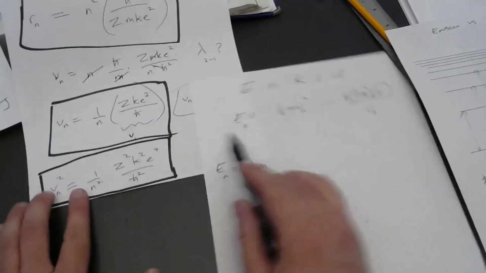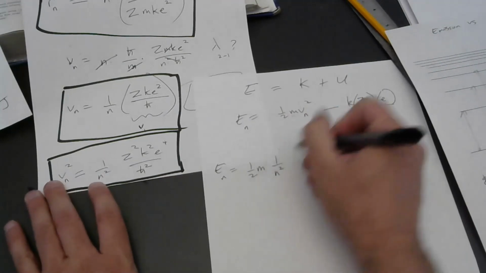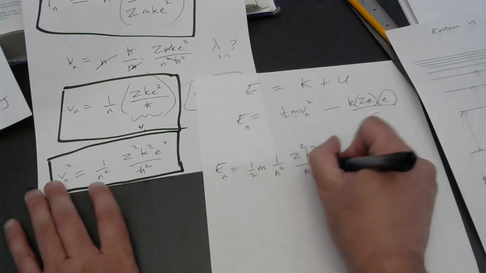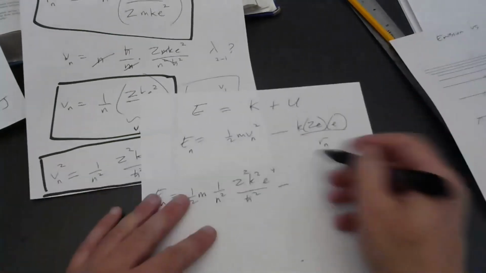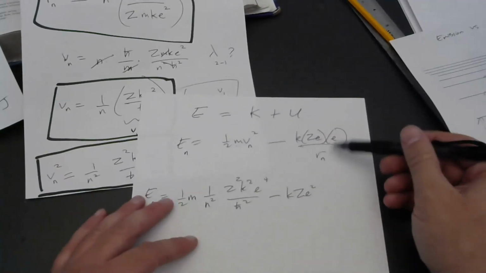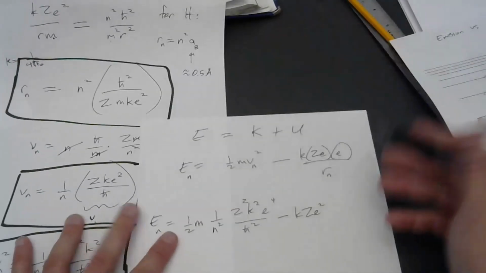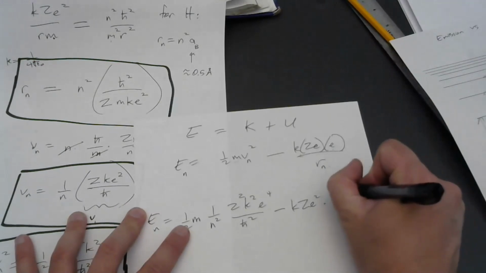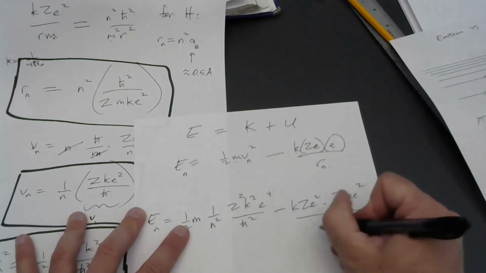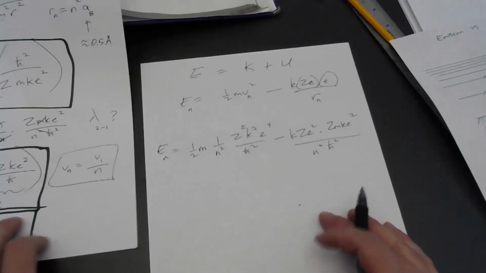So v sub n squared, I'll just plug it in. Instead of v sub n squared here, I'll write 1/n squared, Z squared, k squared, e to the 4th over h bar squared, minus. Now I'm going to put this stuff out front. I've got a k, Z, e squared, and then I'm dividing by r sub n, which is multiplying by the reciprocal. So I'm going to multiply by the reciprocal of all this: Z m k e squared over n squared h bar squared. It looks gnarly, but it simplifies really nicely.